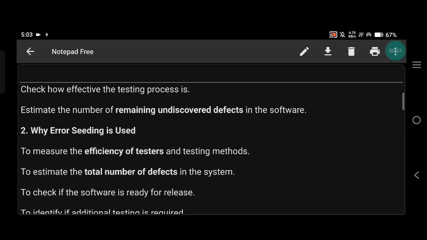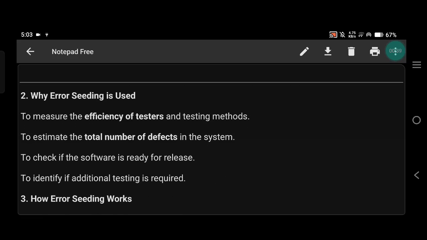Why error seeding is used? First is to check the efficiency of testers, then to estimate the total number of defects, then to know if the software is ready for release, then to decide if more testing is needed.